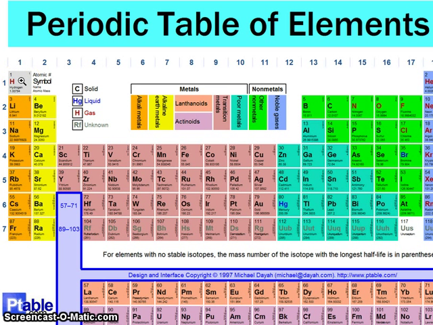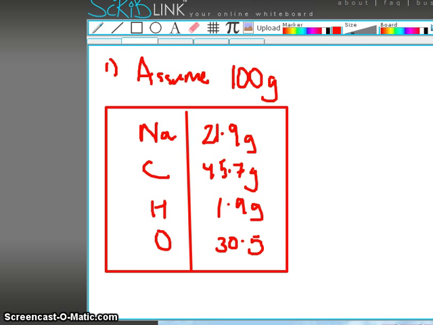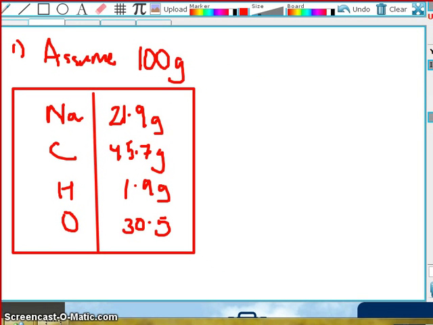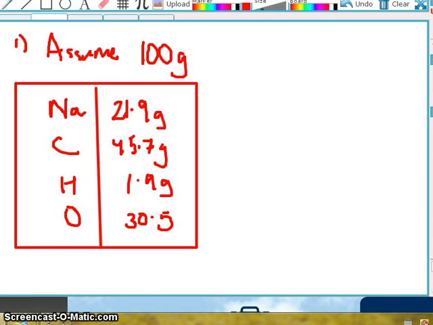So always have a periodic table with you, and just check up on the molar masses if you don't remember them. I sometimes remember the basic ones off the top of my head, but it's always good to have a periodic table with you. So we can find the number of moles because we have a mass. We have masses right over here, and we have the molar mass. We just saw that from the periodic table, so we can find the number of moles. So we can do that for each one of these elements.